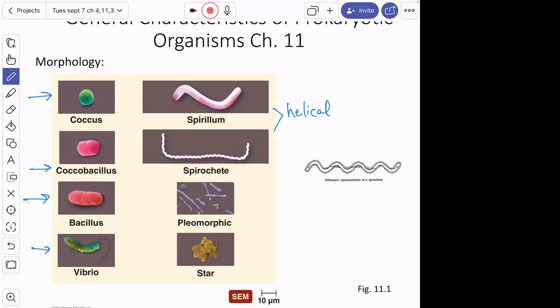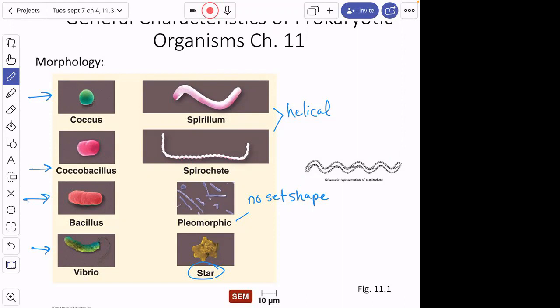Some organisms are considered pleomorphic. That means they have no set shape. It may be that they have a different shape depending on their environment, but cells that don't have a cell wall, there are a few bacteria that actually don't have a cell wall, and those can be kind of any shape, pleomorphic. And then there's just some other kind of bizarre stuff like star-shaped or even square. So there's some kind of unique things out there.